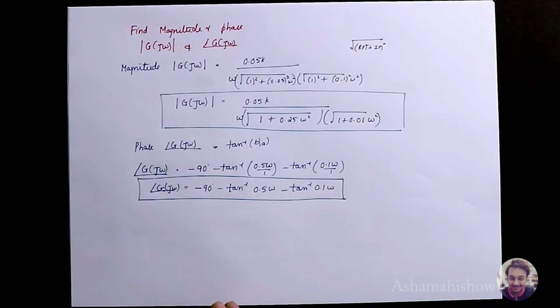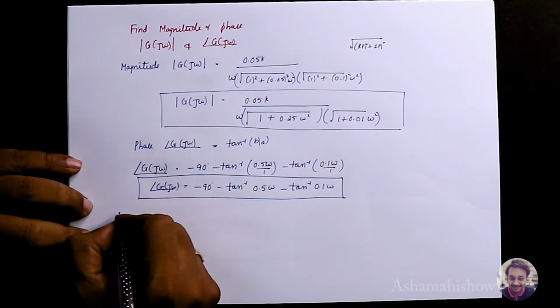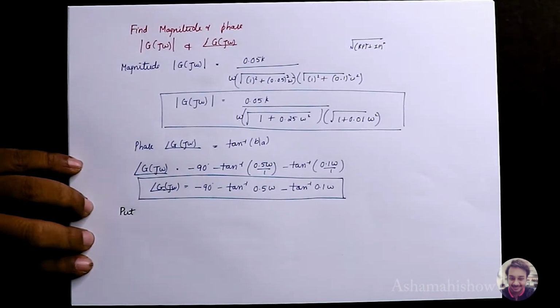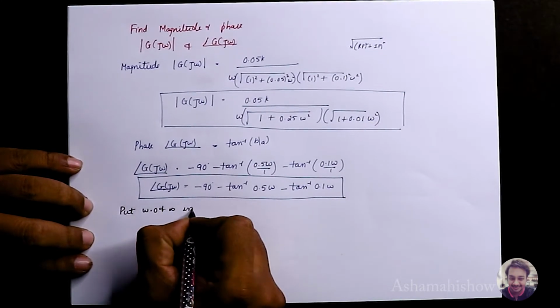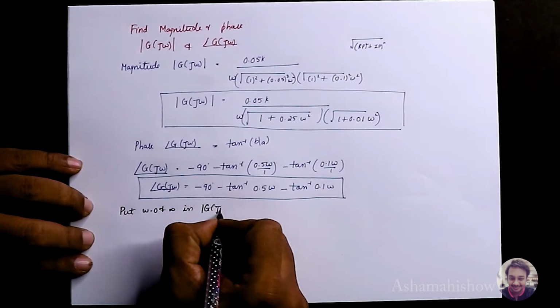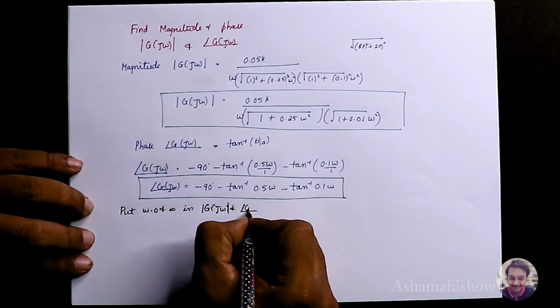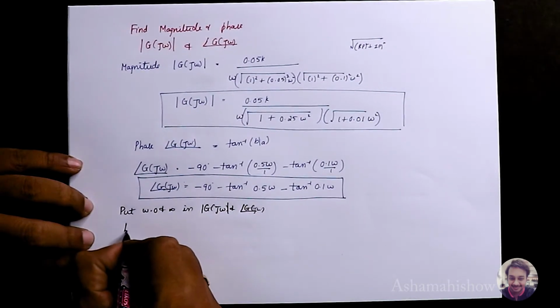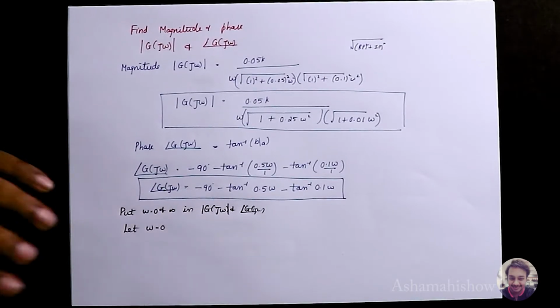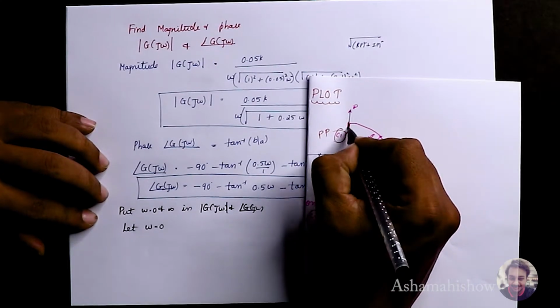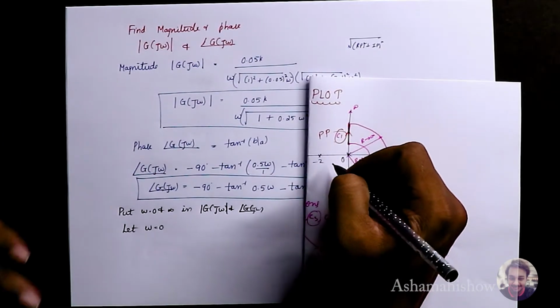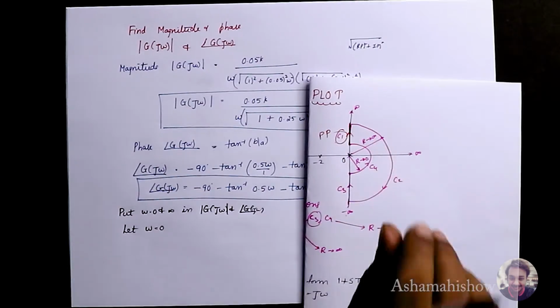Now our polar plot formula, simple form. I use another pen to avoid the confusion. You need to put omega equal to 0 and infinity in both your magnitude and your phase. Your polar plot varies from 0 to infinity, right? So we'll keep omega 0 and omega infinity, and we will see what the plot is.